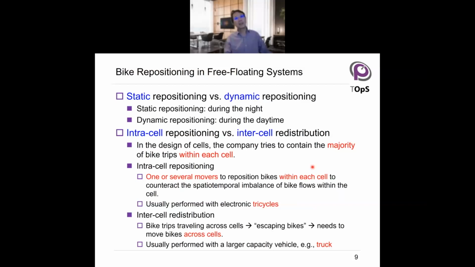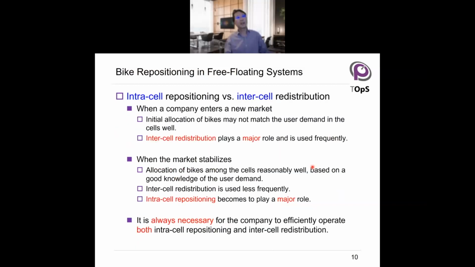Okay, so basically intra-cell repositioning refers to one or more movers assigned to a particular cell, who are responsible for moving the bikes within the cell. Normally this kind of movement is smaller scale, and in China they use electric tricycles to make the movement. On the other hand, if we have imbalance among different cells, we may use a larger vehicle to do this inter-cell redistribution. And in this paper, we focus on a single cell, on intra-cell repositioning.